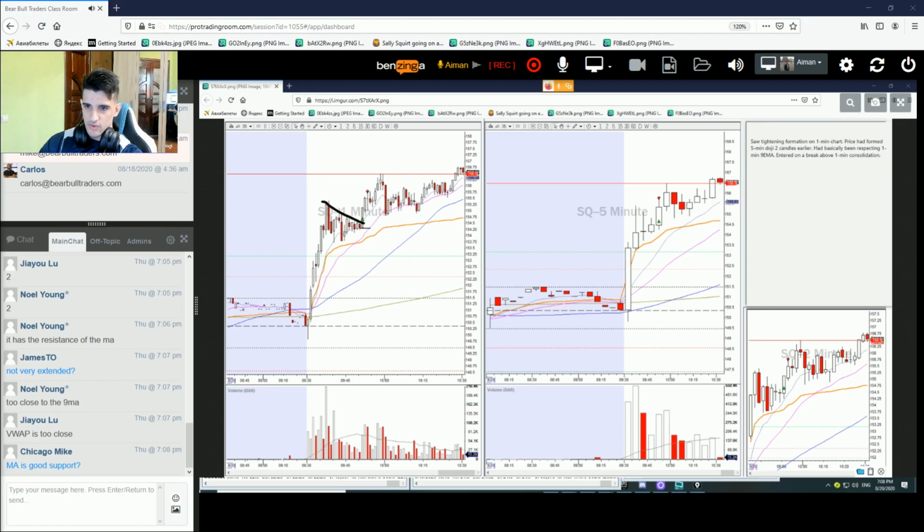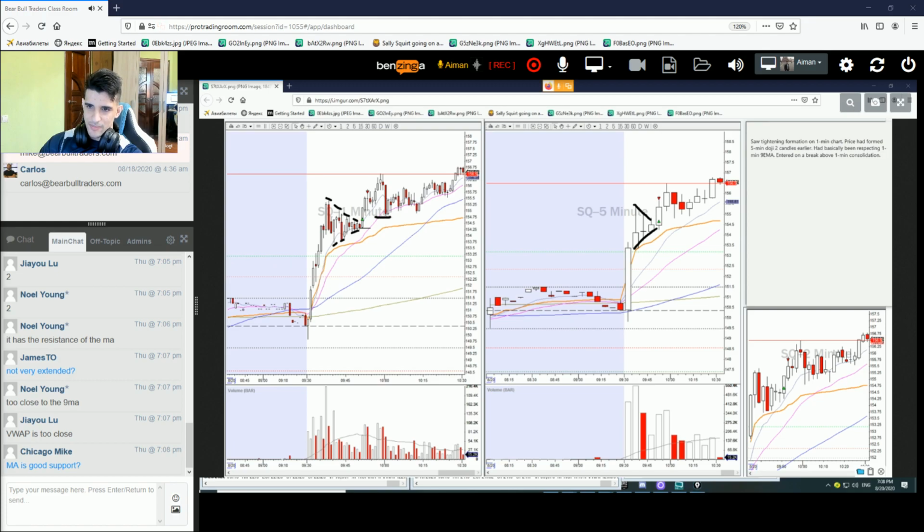What did it form on the 1 minute chart? On the 1 minute chart, it started forming a pennant right there. You see that it was trying to make lower highs, lower highs, lower highs, trying to break down. At the same time, it was making higher lows, and higher lows. On the 5 minute chart, it's also sort of an obvious pennant right there.